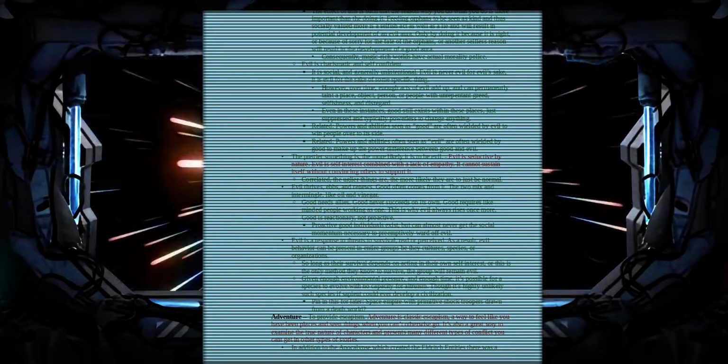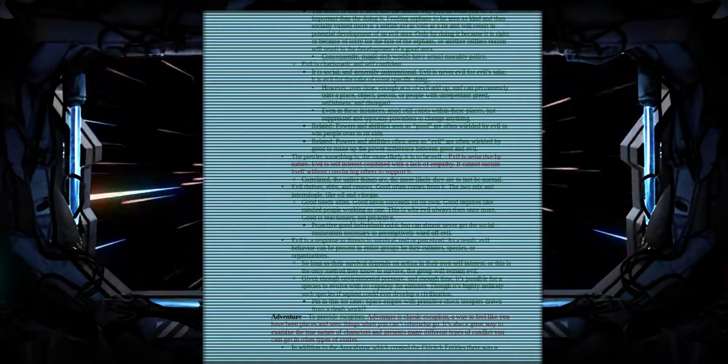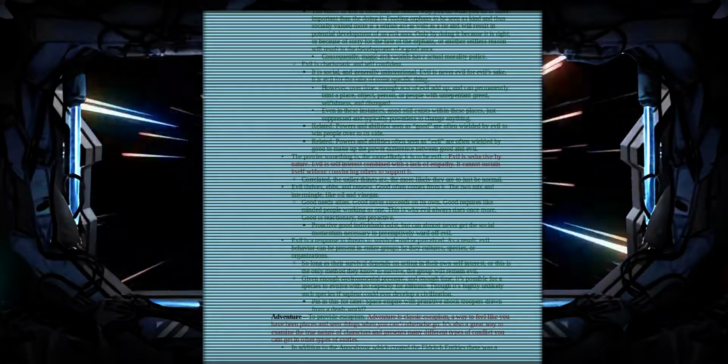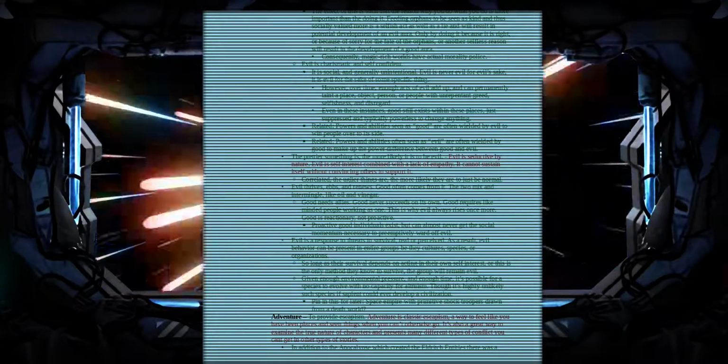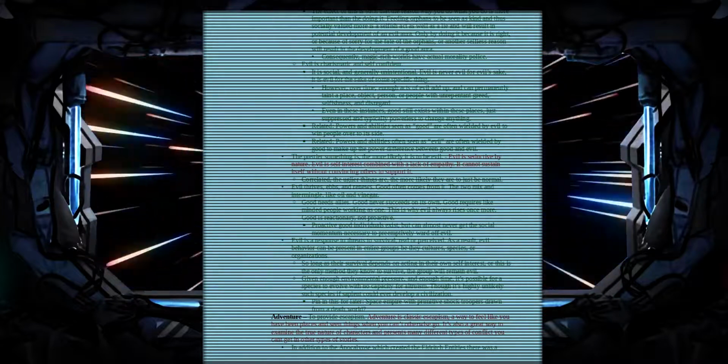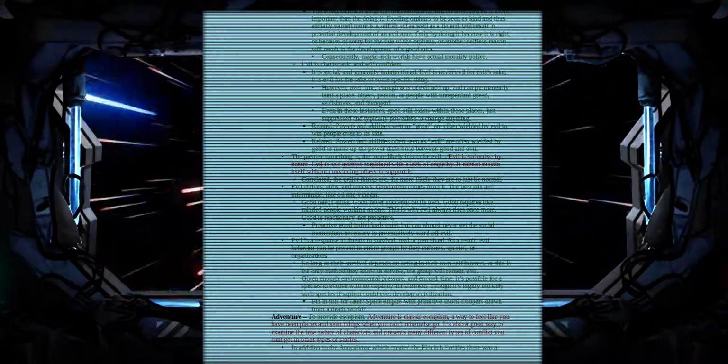Over time, enough acts of evil add up and can permanently taint a place, object, or people with unrepentant greed, selfishness, and disregard. But even in these instances, good still exists within those places, just suppressed and typically powerless to change anything.